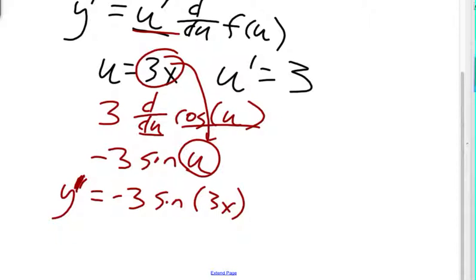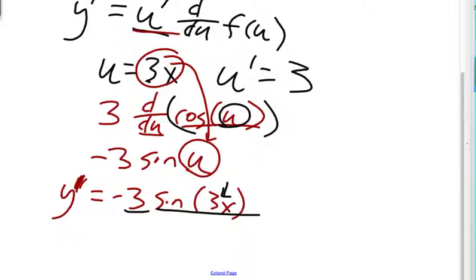And if you take a look, what's happened is we've taken the derivative of the inside part, which was here, and then we've taken the derivative of the outside part, which was this, but we don't redo this because we've already taken the derivative of it. Okay. And so that's our derivative.